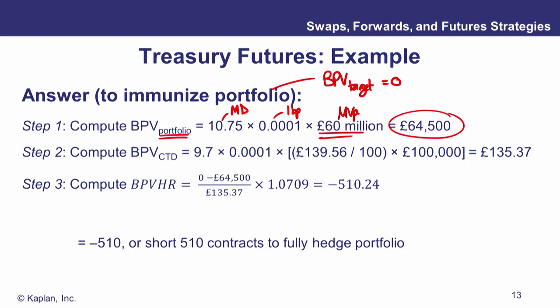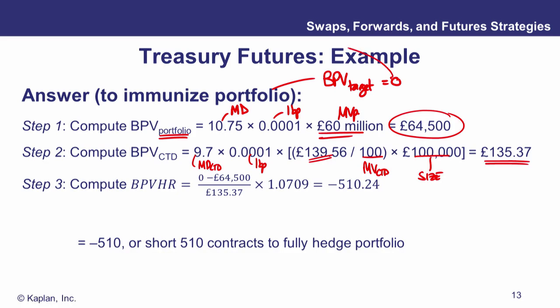You're then going to calculate the basis point value of the CTD. So you might remember the modified duration of the CTD is 9.7. 1 basis point, once again, is 0.0001. And just be careful with the market value of the CTD. That price is for $100 of par, so divide through by 100 to get $1 of par's value, and then scale up by the size of the contract. And you come out with a relatively low number here, because this number really only represents about £139,000 worth of exposure, not the £60 million of exposure that the manager actually has.